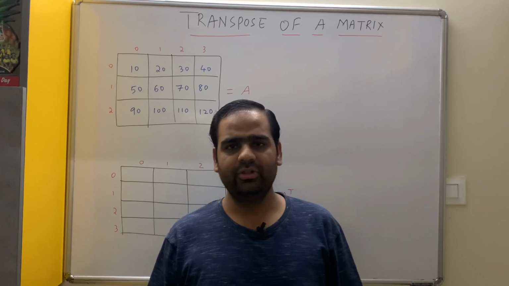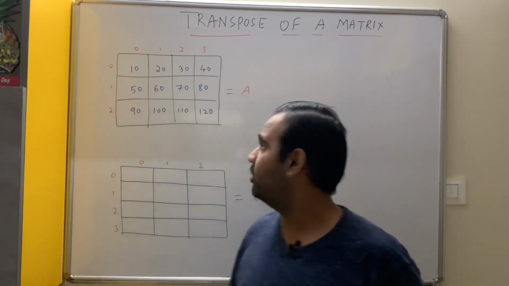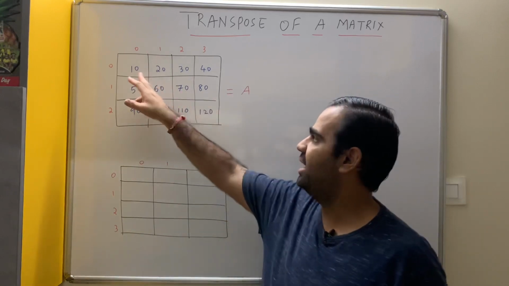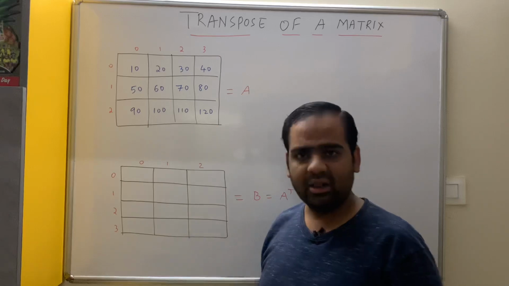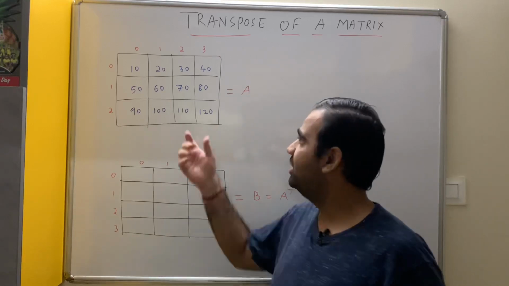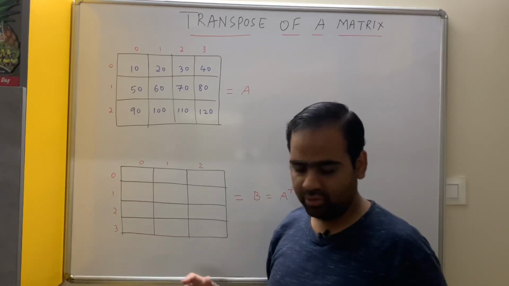In this video we will see how we find the transpose of a matrix. Suppose the matrix A is given as 10, 20, 30, 40 and so on. We need to get the transpose of this matrix. Transpose means we write every row in column format, and then we get the transpose of the matrix.